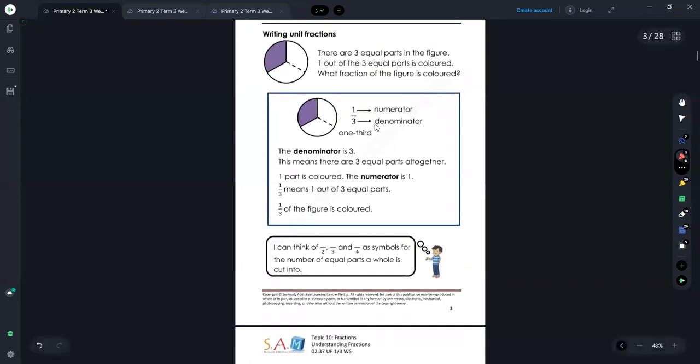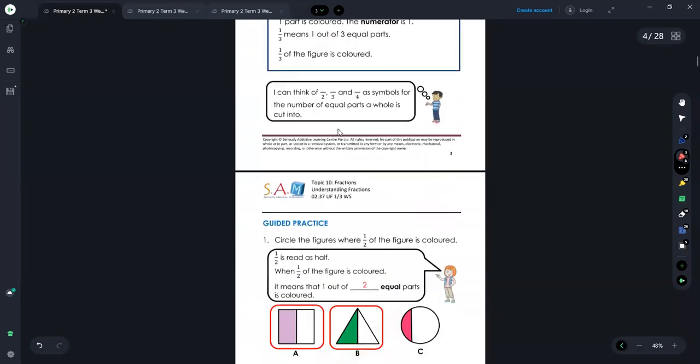And then again, by the time that you get to this page, I think they would have understood what a numerator is, what a denominator really is. Again, the denominator is the total number of parts that have been cut equally. And the numerator would usually refer to the selected part, or the shaded part. So you can either call it selected part or shaded part.